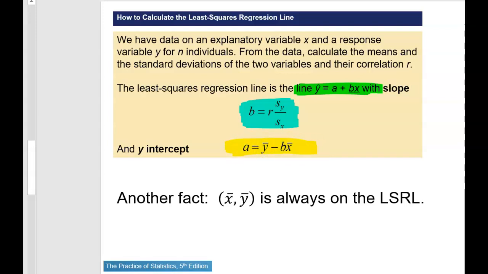Another fact about the least squares regression line is that the average of the x's and the average of the y's is always on the least squares regression line. So as I mentioned, the learning target is to use those two formulas in blue and yellow to find the least squares regression line. We're going to take a look at an example on the next slide.